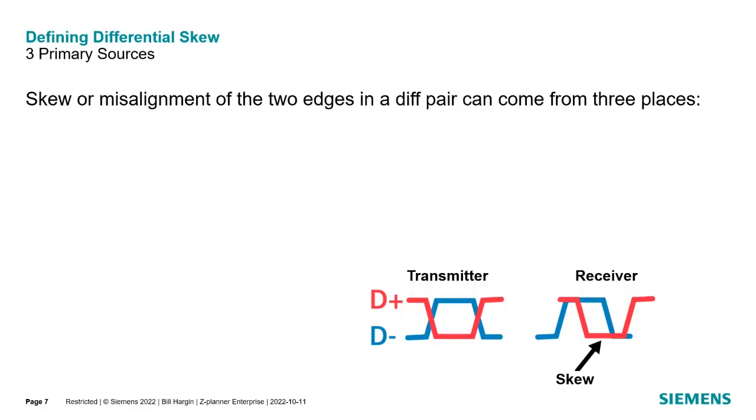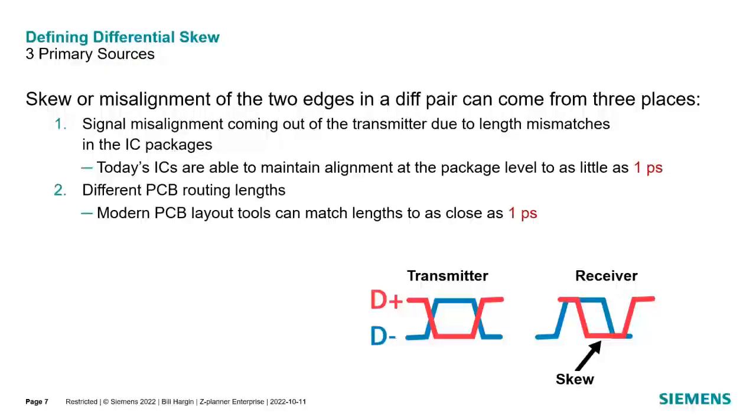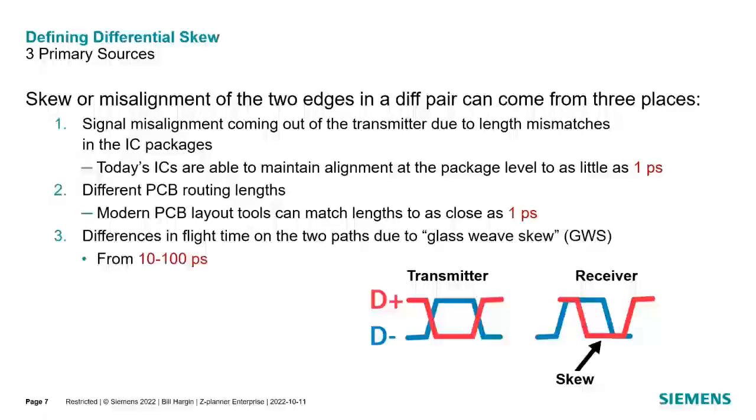It can come from three places, possibly more, but these three for sure. Signal misalignment coming out of the transmitter due to length mismatches in the IC packages, but most of that's under control. Today's ICs are able to maintain alignment at the package level to as little as a picosecond. Different PCB routing lengths: for years, PCB layout tools have been able to match lengths to as close as a picosecond. So that's probably not going to be an issue on your designs.